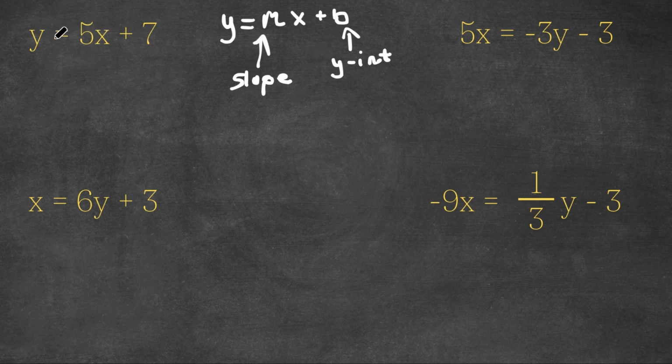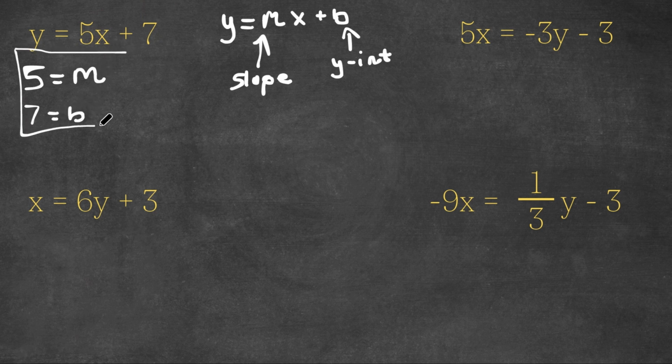So let's first start with y equals 5x plus 7. Well, as we already know, b is going to be our y-intercept and 5 is going to be our slope. So 5 is equal to m, and 7 is equal to b. So it's as simple as that.